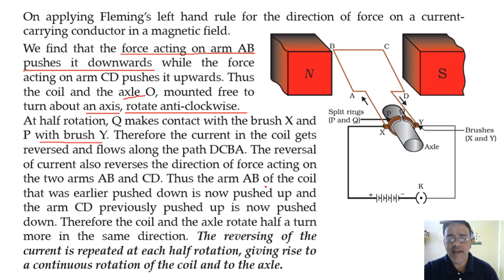Thus the arm AB of the coil that was earlier pushed down is now pushed up, and the arm CD previously pushed up is now pushed down. Therefore the coil and the axle rotate half a turn more in the same direction. The reversing of the current repeatedly at each half rotation gives rise to a continuous rotation of the coil and the axle. So I repeat once again.